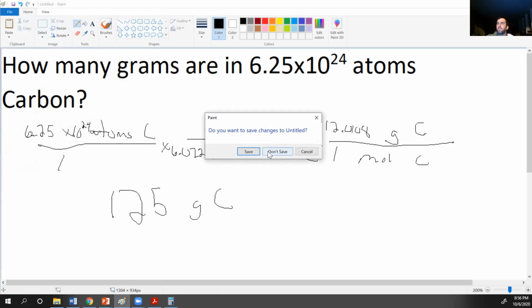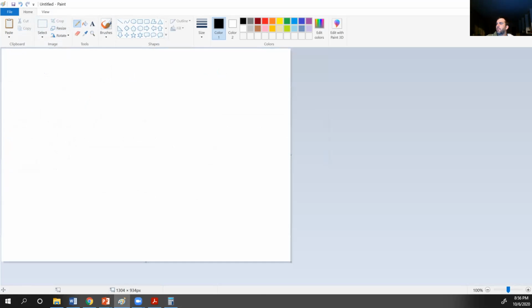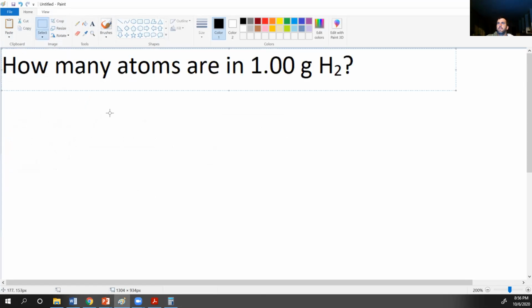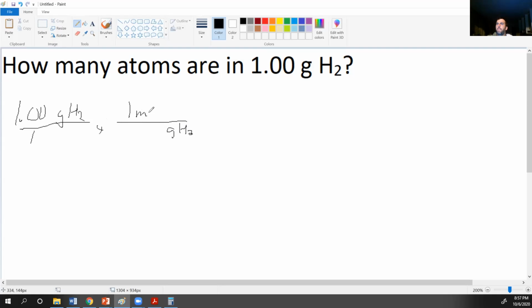Right, last example. So let's say this one, we're probably going to go the other way. So it's going to be our 2-stepper. Still going to be a 2-step problem. And the question is, how many atoms are there in 1.00 grams of hydrogen? So take what I know, 1.00 grams. This is H2, hydrogen, a diatomic element, over 1, times grams H2 goes on the bottom, 1 mole H2 goes on the top.